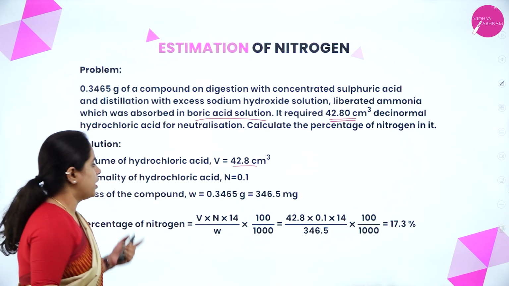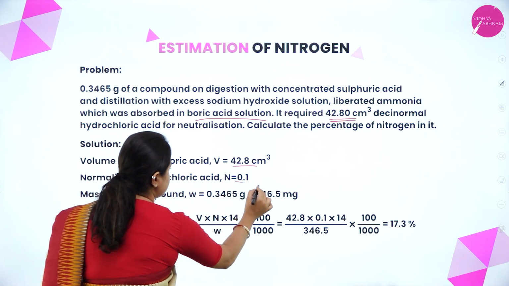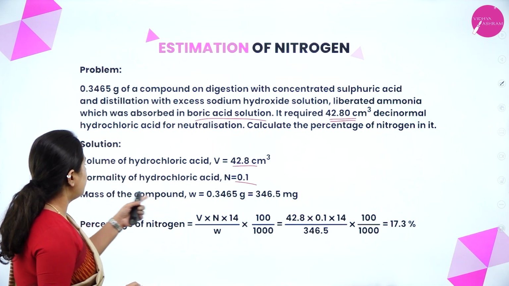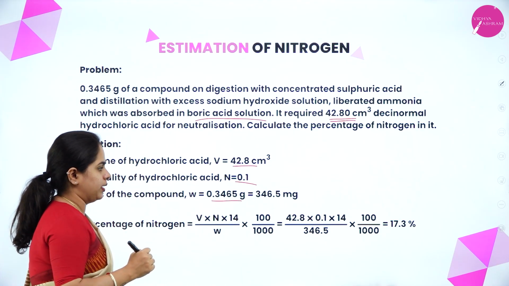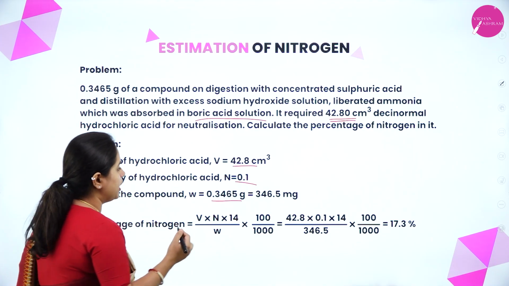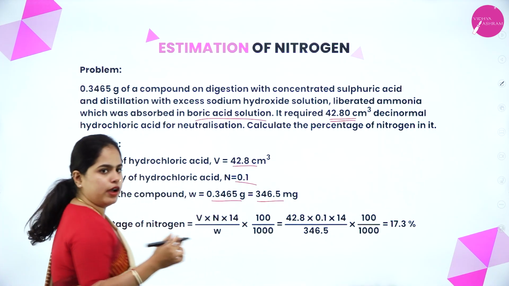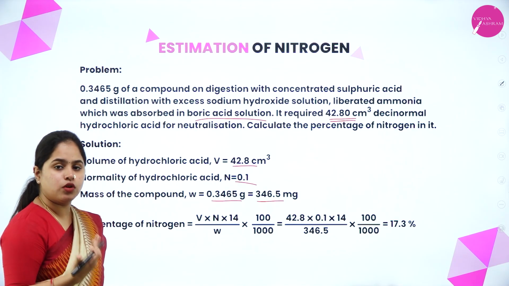42.8 cm³, and the normality is also given, that is 0.1. And even the mass of the compound is given, that is 0.3465 g. If we convert it into milligrams, it becomes 346.5. Now, the percentage of nitrogen, what is the equation?